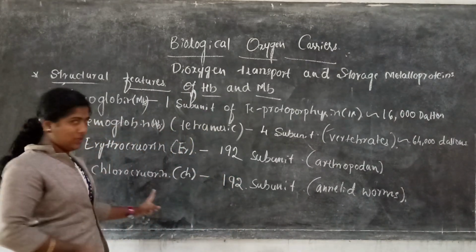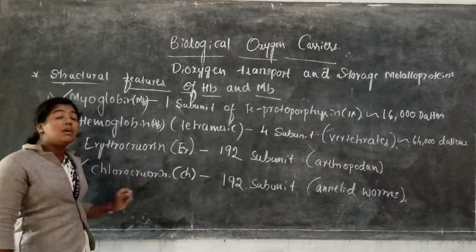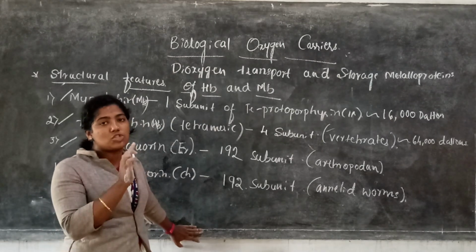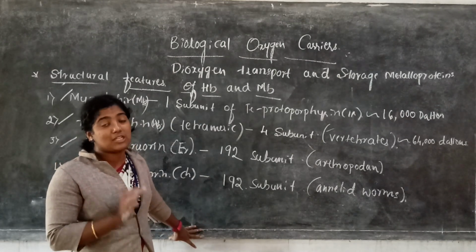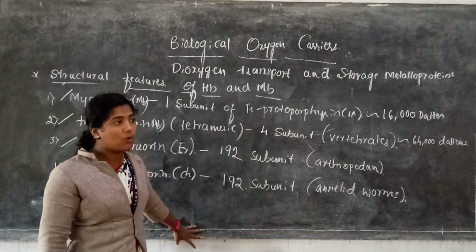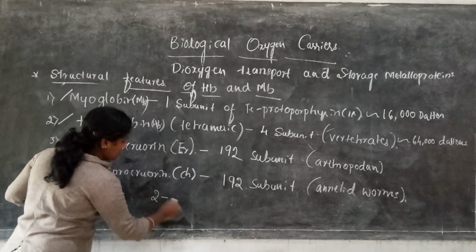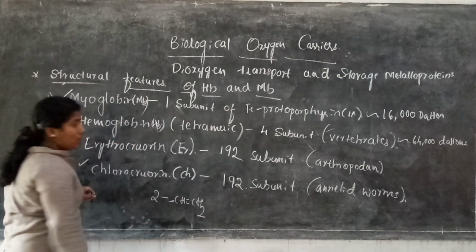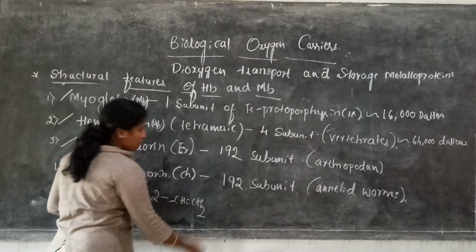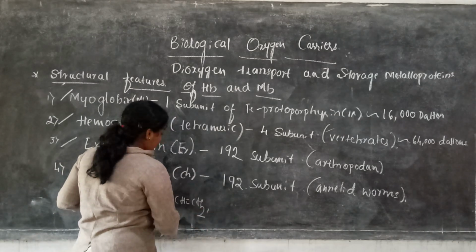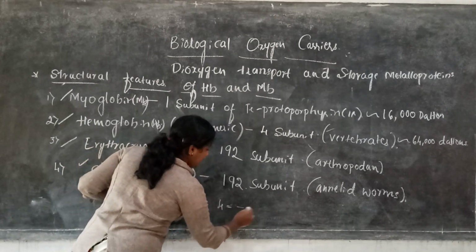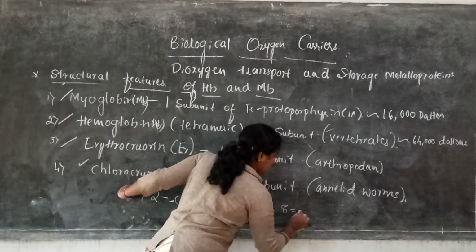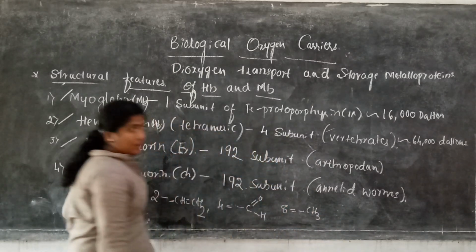But in chlorocruorin, the positions 2, 4 and 8 of the tetrapyrrole system have different substitution groups. For example, position 2 has a CH double bond CH2 substitution group. Let us discuss later; we will discuss the structural features of chlorocruorin. In the fourth position there is a C double bond OH, and then in the eighth position there is a methyl substitution group.